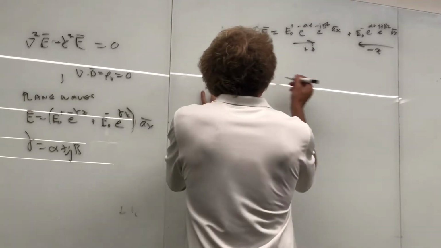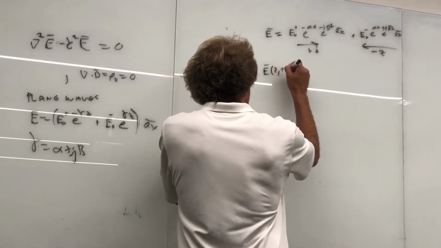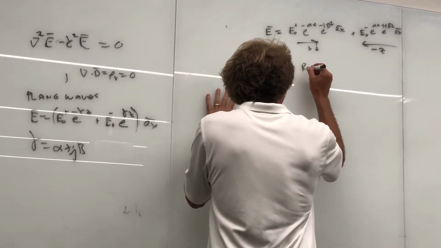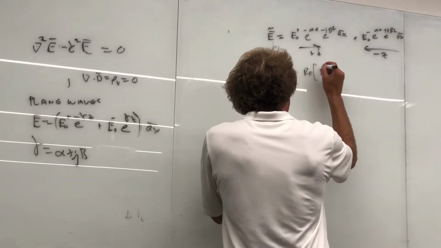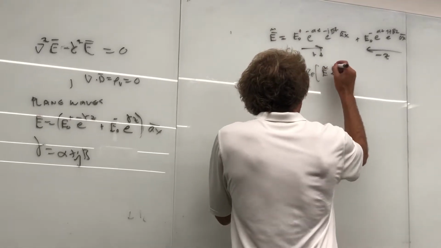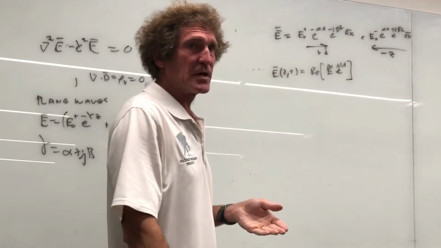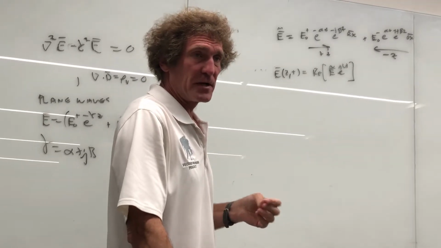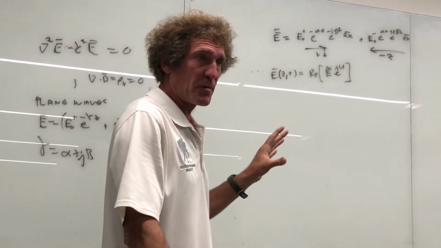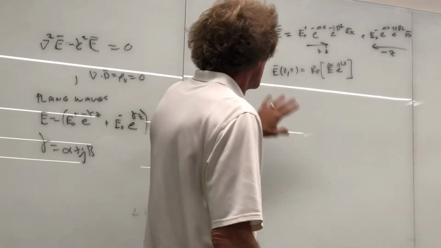If we go ahead and find E in the time domain, E of Z comma t, that's going to be the real part of this, which I'll call a phasor, E vector phasor times e to the j omega t. Remember how we did this when we did transmission lines? To go from phasor to time domain, you multiply it by e to the j omega t and take the real part. Does everybody remember this? This is really important because you're going to see this so many times.